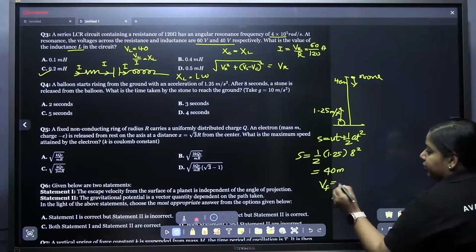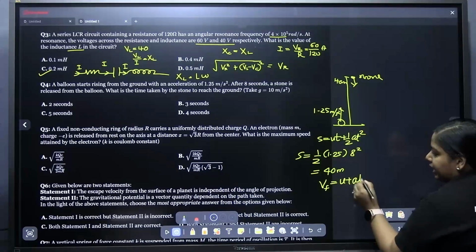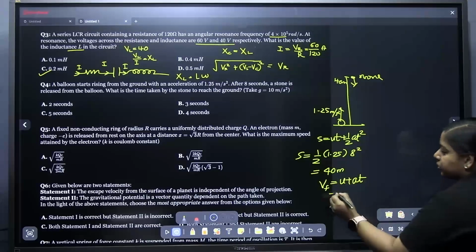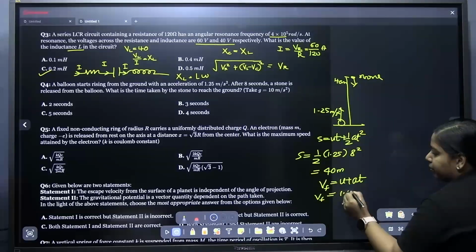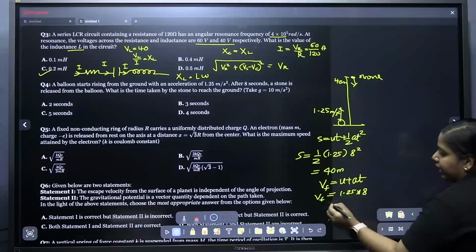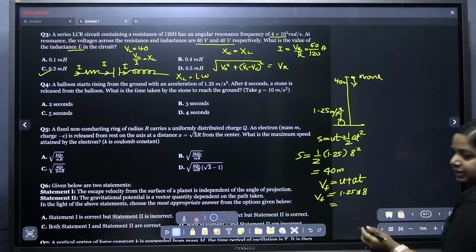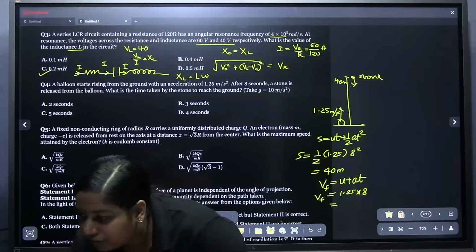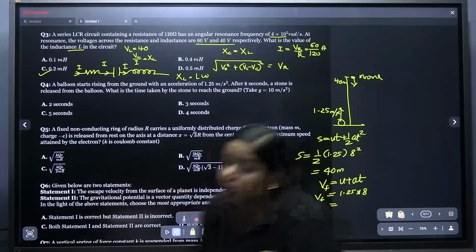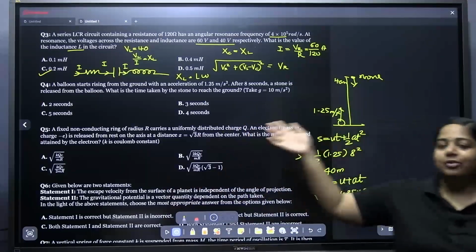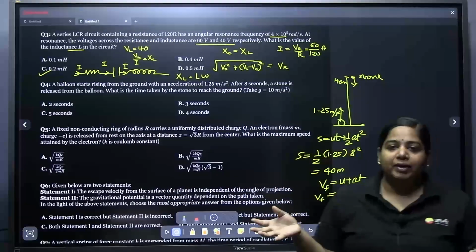So v is equal to u plus at, and u is 0. So v_f equal to 1.25 into 8. This you will get as... will we not add a and g for the balloon? No. Why? Because for the balloon, they are assuming it to be weightless.